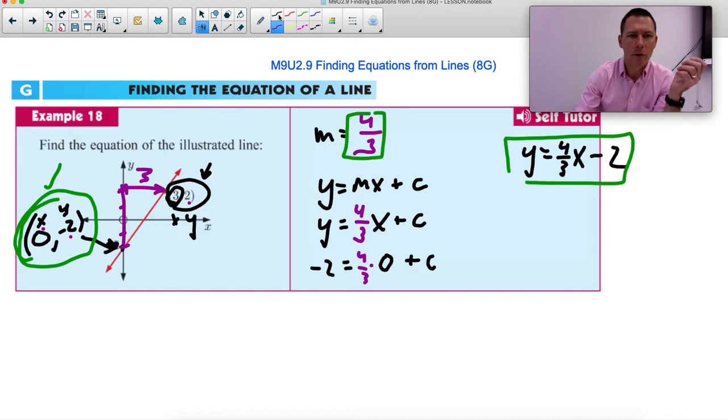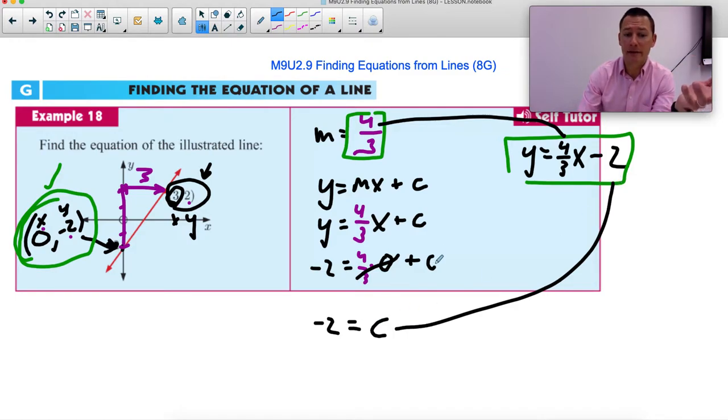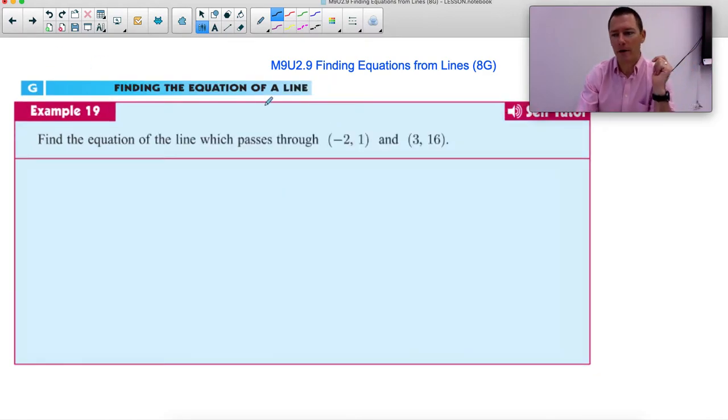So 4/3 times 0 is 0, and c is -2, and so we'd write our equation y equals the slope and the c value. Hey, same thing. This was actually easier because the 0 canceled out our fraction. Which one's better? It doesn't matter. They both give you the same solution. Hooray. Moving on.